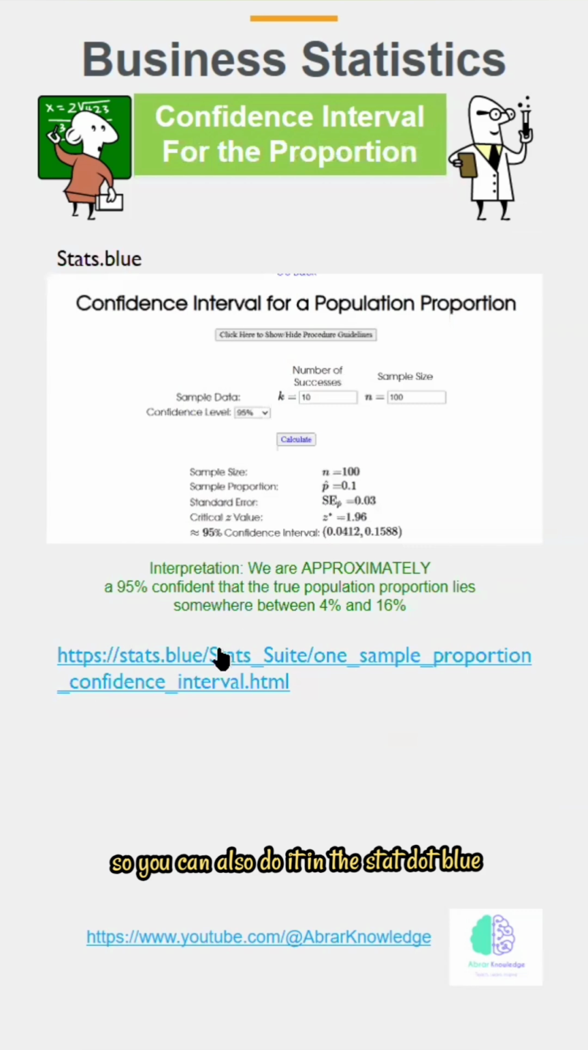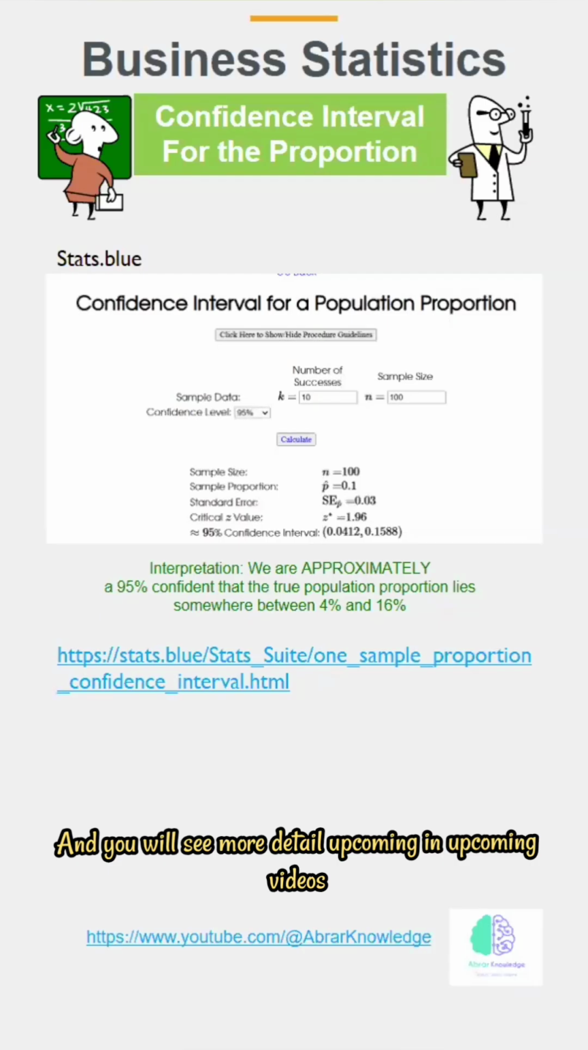You can also do it in stat.blue as well. If you give the proportion, for example 10 successes out of 100, that means 0.1 is the p bar, and then you can easily calculate it. The rejection rate is between 4 to 16%. You can easily find it out, and you will see more detail in upcoming videos.